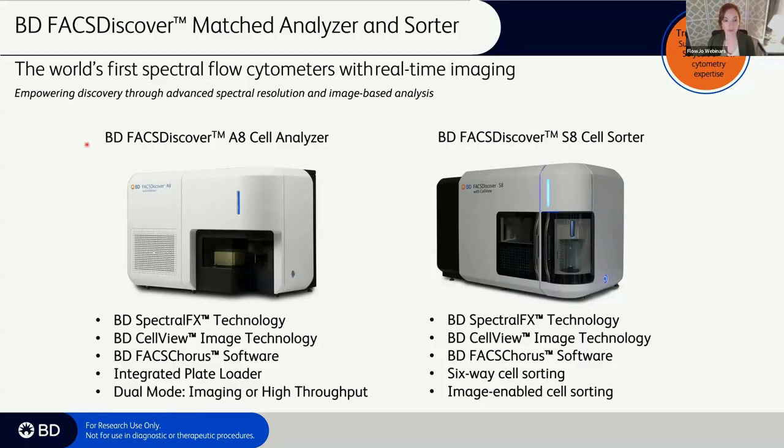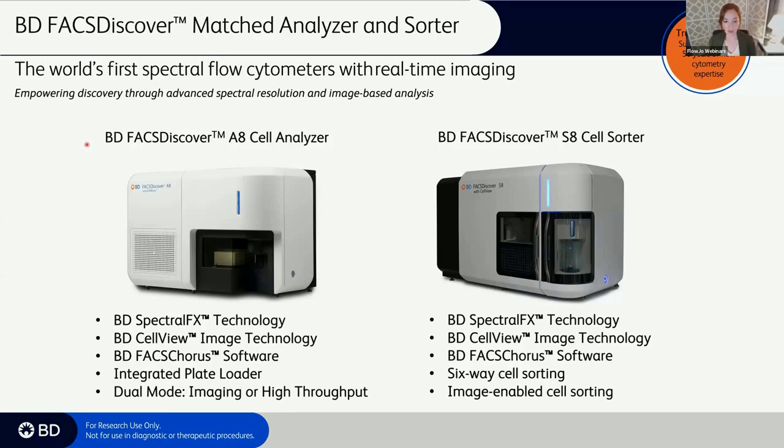But since then, we have released the analyzer component, which basically has a lot of the same capabilities, but it's a bit more high throughput because you can have a dual mode, with or without the imaging. And it also has a plate loader, so that way you can capture more samples with a level of automation versus putting multiple tubes on the SIP if you don't have any interest in downstream sorting.